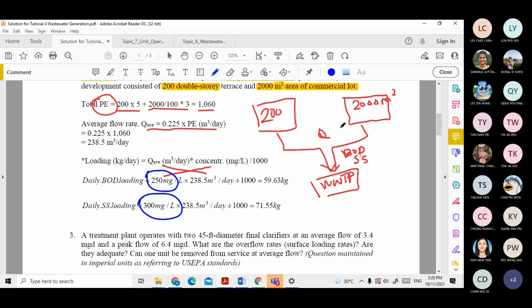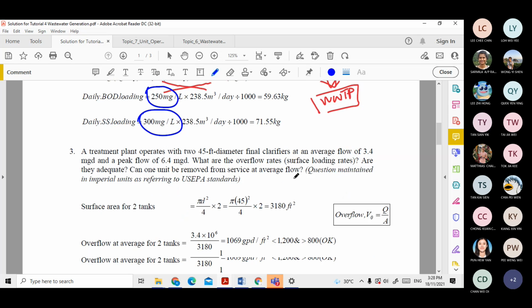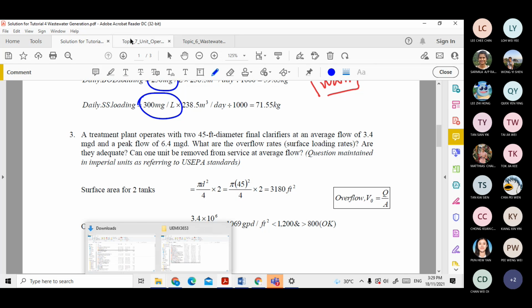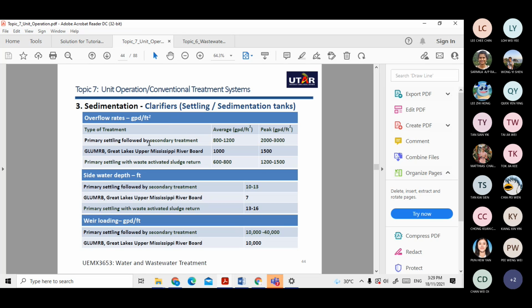So as an engineer, we have no right to control the daily flow, so we have to fix it. What we can do is design the tank based on the daily flow, and after design, we have to make sure whether it's correct or not. For that we can refer to this EPA standard. You have this table from your lecture notes, which is for the sedimentation tank.